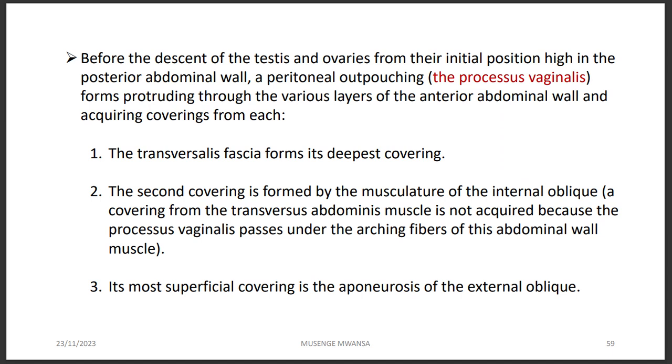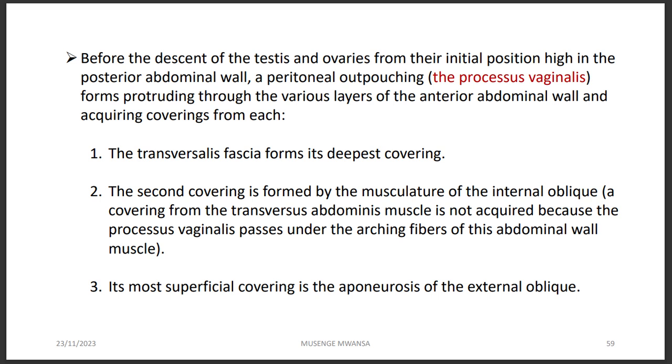So the transversalis fascia, when you look at the layers of the abdomen, is the innermost fascia here. So it's going to form the deepest covering, because it's the one which is most inside. The second layer is going to be formed by the internal oblique muscle. A covering from the transversus abdominis muscle is not going to be acquired.